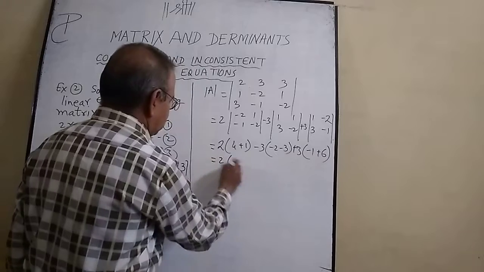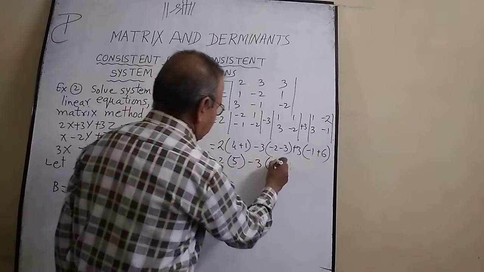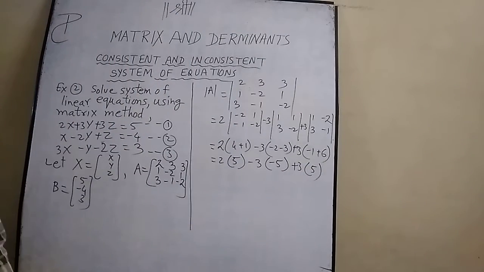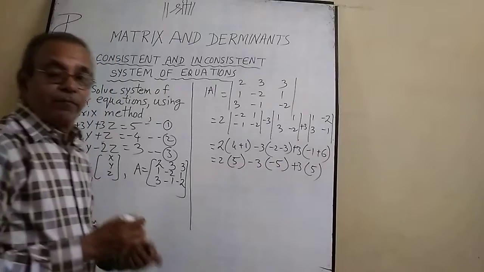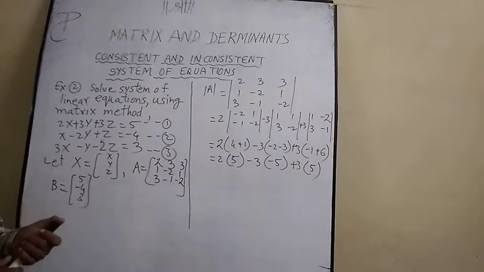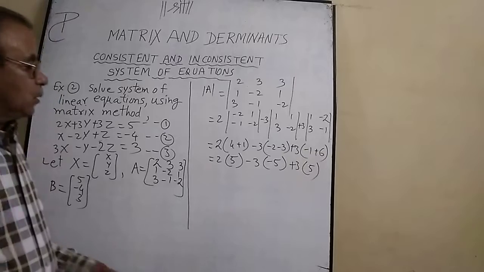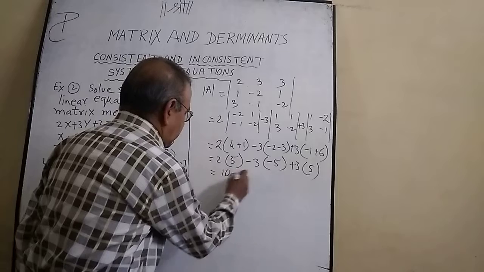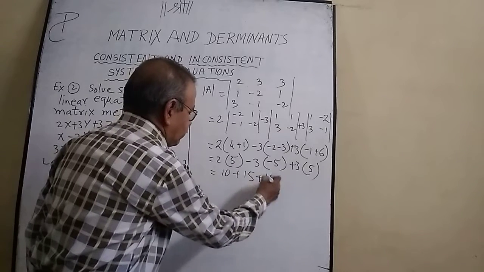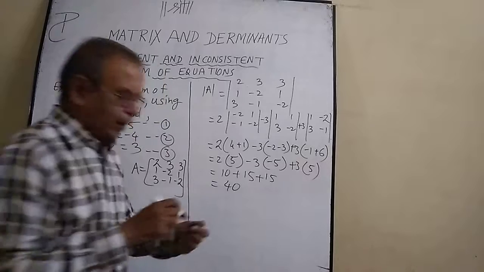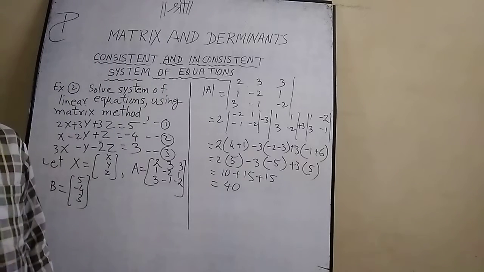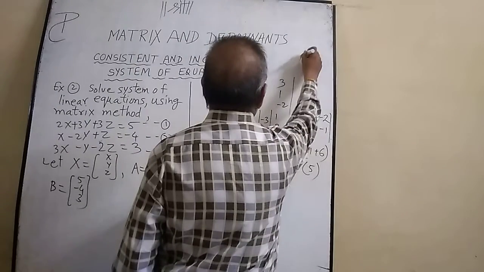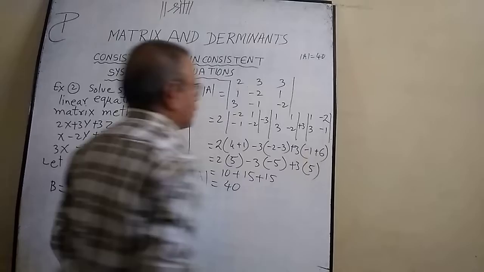So this is equal to 2 into 5, minus 3 into minus 5, plus 3 into 5. This minus 1 plus 6 is equal to 5, and therefore 2 into 5 is 10, and this is 15, and this is 15, and therefore the value is equal to 40. So the value of the determinant is 40. So we will write here that the determinant value is equal to 40.